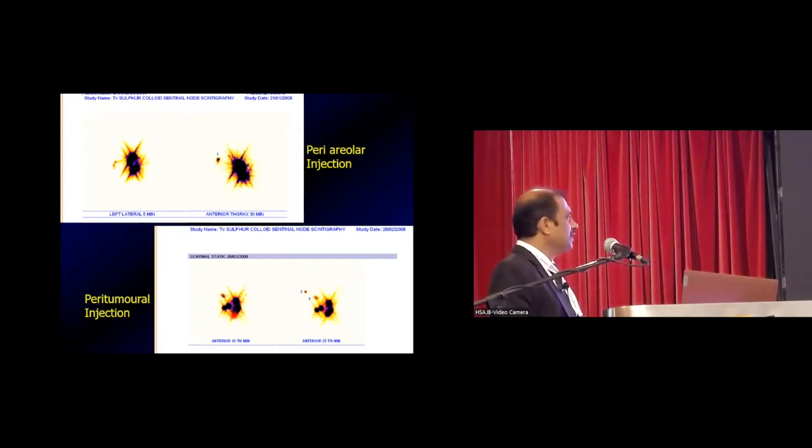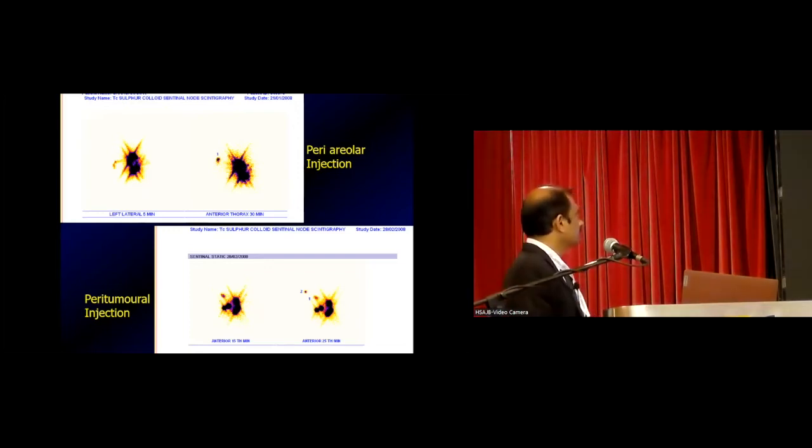And if it is a peritumoral injection, you can have multiple lymph nodes being imaged, number one. Number two is, sometimes the scan can be negative also. That is, this imaging can be negative. So always try to do periareolar injection.